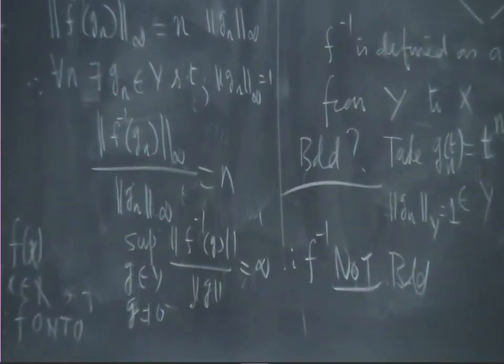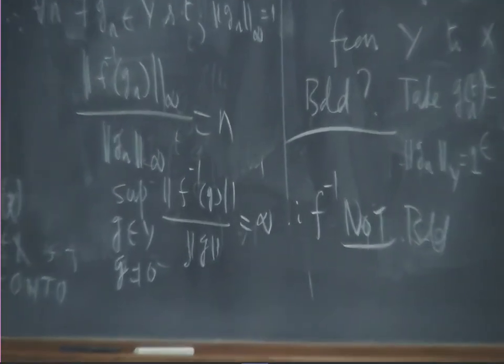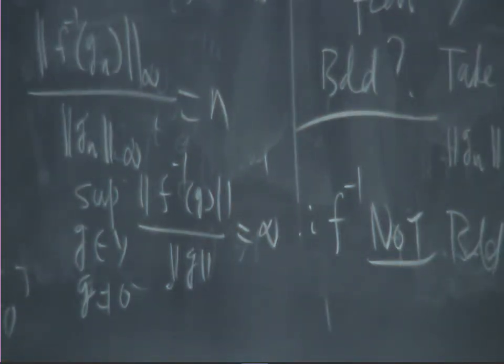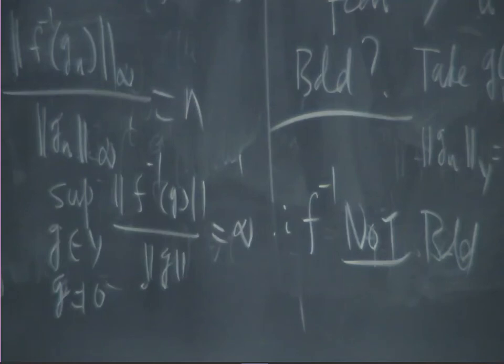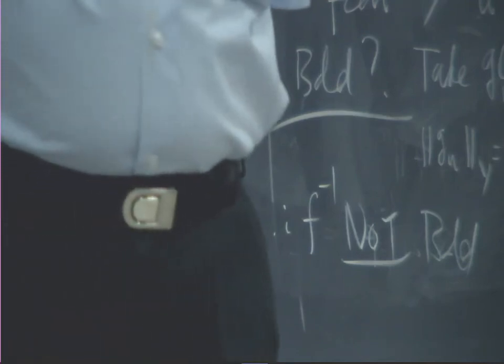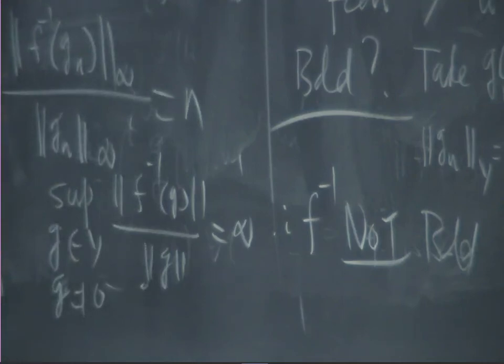So therefore, the boundedness of F failed to force boundedness of F inverse. That's where we run into difficulties when you come to infinite dimensional normed spaces. Whereas in finite dimensional vector spaces, the moment F inverse existed, it is forced to be linear. But in infinite dimensional normed spaces, even if F inverse exists, even though it was linear, even though the original was bounded, the inverse need not be bounded.